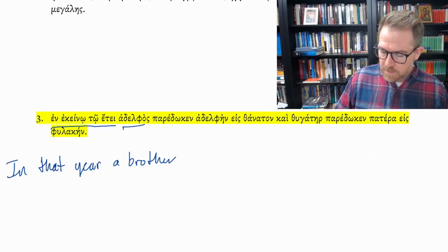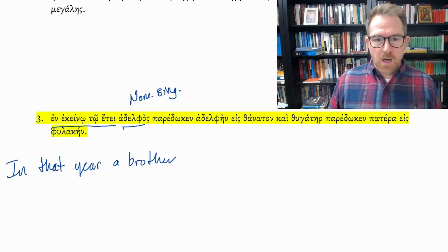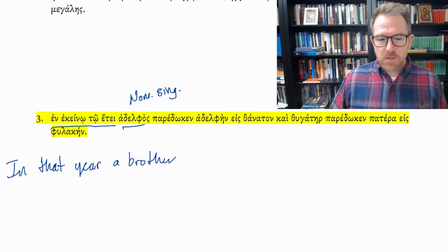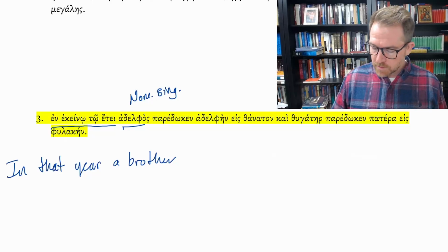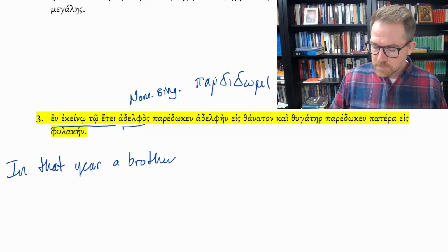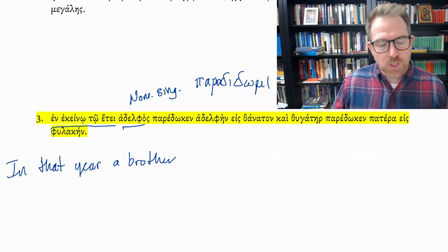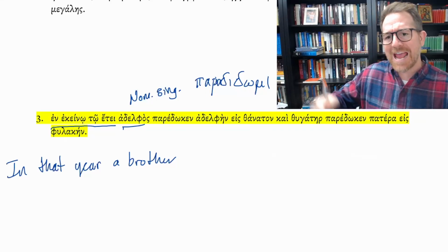adelphos, and this is nominative singular. You don't have a definite article, so it's not the brother, it's a brother, paredōken. This is a good example of one of those mi verbs, right? So I've got to think about how this conjugation works. If I was going to look this up, it's from paradidōmi, I betray. This is the word that shows up in the New Testament to talk about Judas betraying Jesus, or it's a word that's used for traditioning, handing things on.